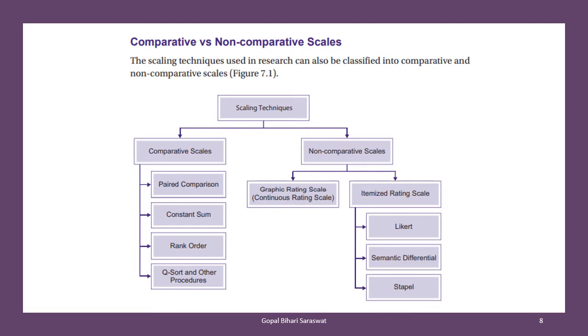Next, the comparative versus non-comparative scale. Comparative scaling techniques here are divided into comparative and non-comparative. Comparative includes paired comparison, constant sum, rank order, Q sort and other procedures, whereas non-comparative scales include graphic rating scale, itemized rating scale, Likert scale, semantic differential, and Stapel scale. So we are going to discuss some of the important techniques under the comparative versus non-comparative scale.